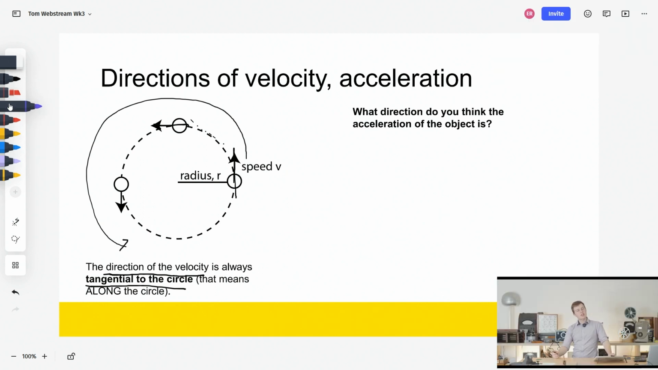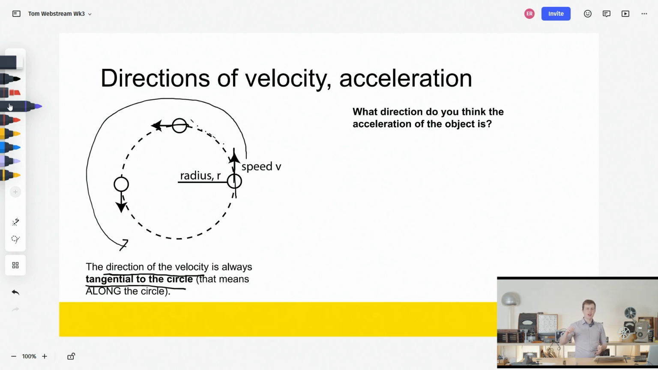What direction is the acceleration of the object? Is it with the velocity? Is it against the velocity? Is it neither? In fact, it is neither. It can't be with the velocity because then the object would speed up. It can't be against the velocity because then the object would slow down. And in uniform circular motion, we have a constant speed, meaning the magnitude of velocity is always constant.